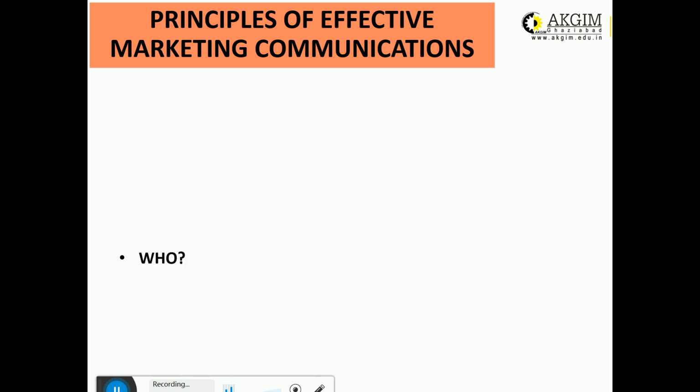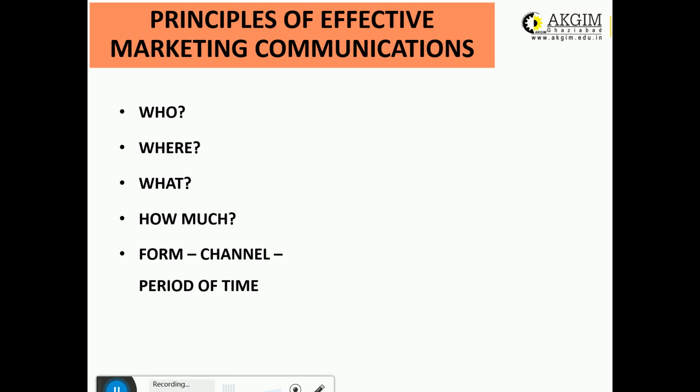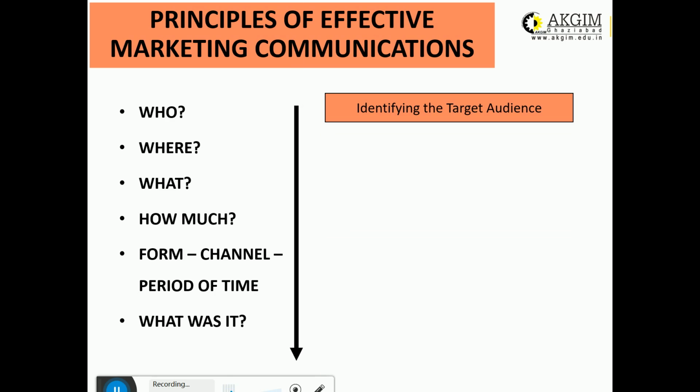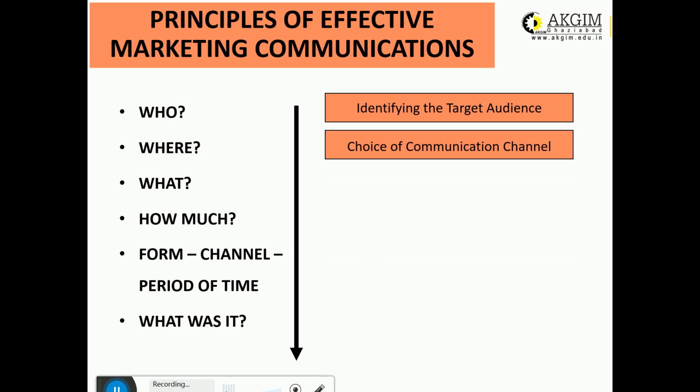Coming to the principles of effective marketing communication: who, where, what, how much, and from where, which means the channel or the period of time. When I say who, it means identifying the target audience, for whom the message is intended or designed. Where means choice of a communication channel. There are different forms of communication channels, like television, print media, broadcast media, or social media.